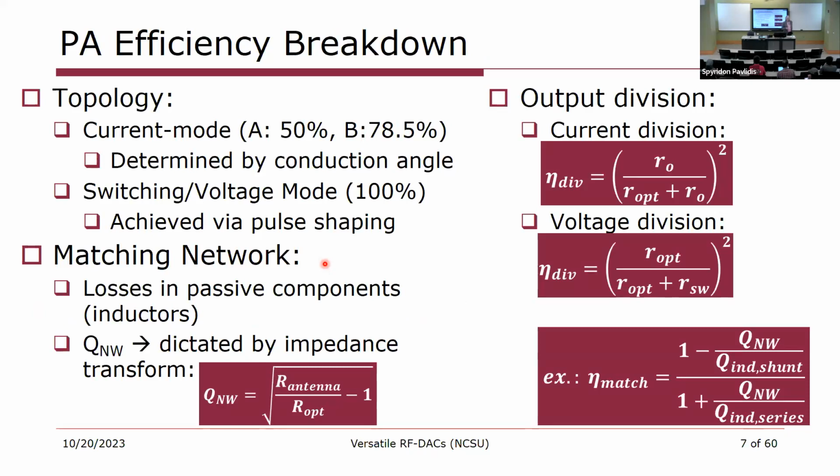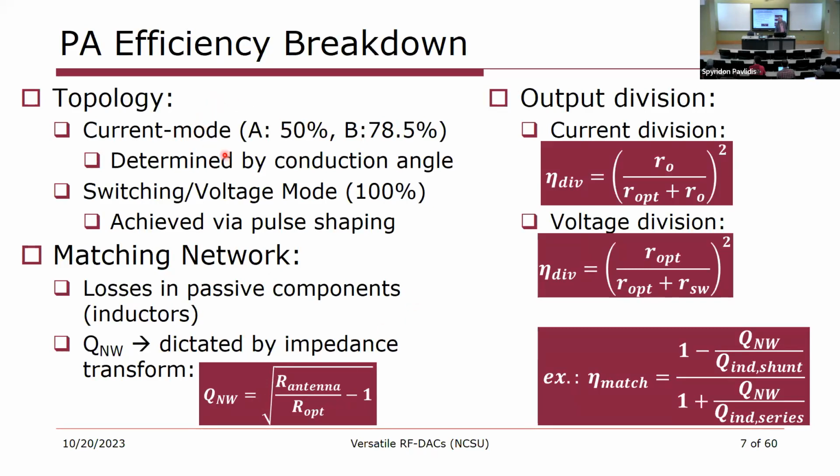Now, if we look at the efficiency breakdown, the losses in the matching network can be accounted for, noting that passive components have finite quality factors, and the overall network that we're trying to achieve has a quality factor. Losses associated with a matching network have to do with the amount of impedance transformation we're doing and the quality factor of the components that we can bring to bear.